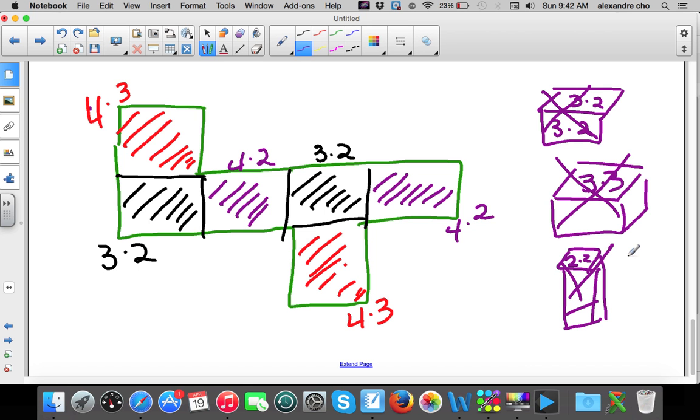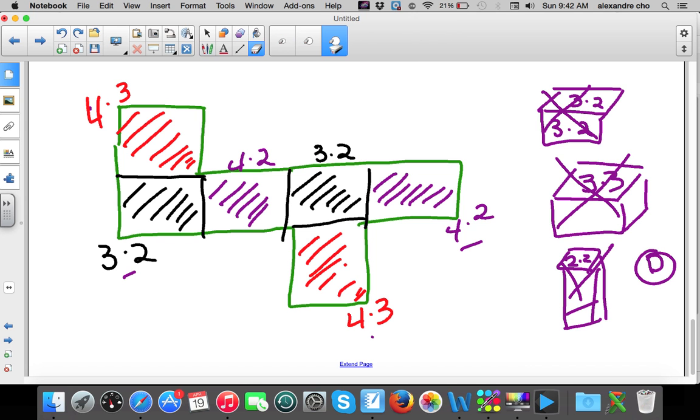So that leaves us with D. And D works out nicely because the front is a 4x3. We have a 4x3. The top is a 3x2. Do we have a 3x2? Yes, we do. And the side here is a 4x2. So the correct answer would be D.